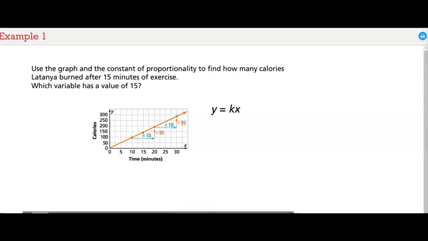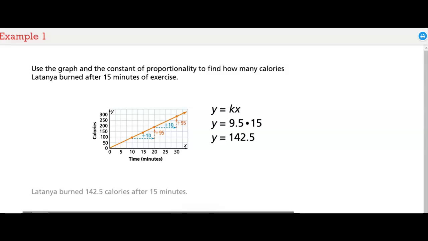Which variable has a value of 15? Select your answer. Substitute 9 5/10 for k and 15 for x. Then simplify. y equals 142 5/10. So LaTanya burned 142 5/10 calories after 15 minutes.